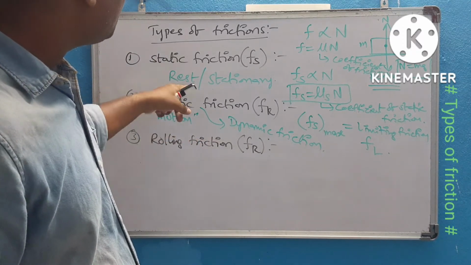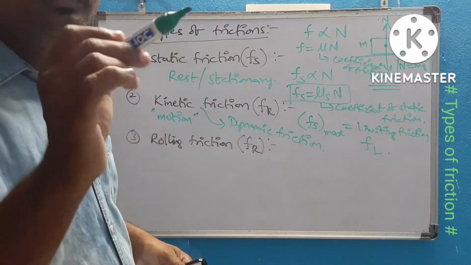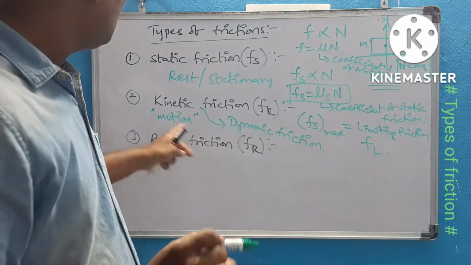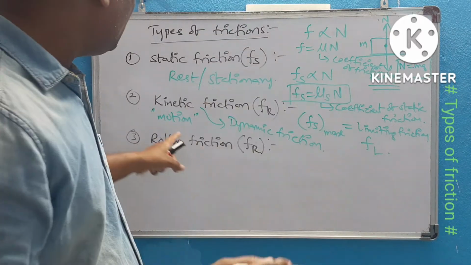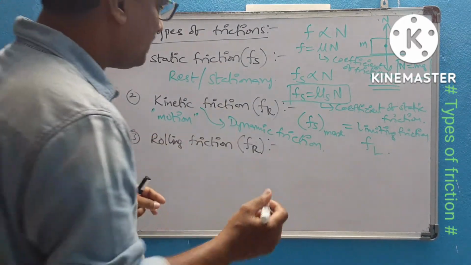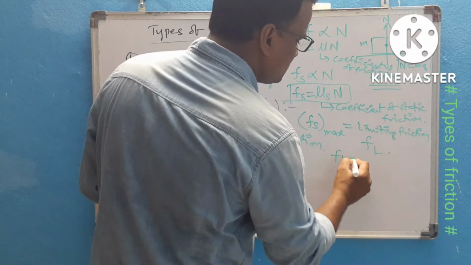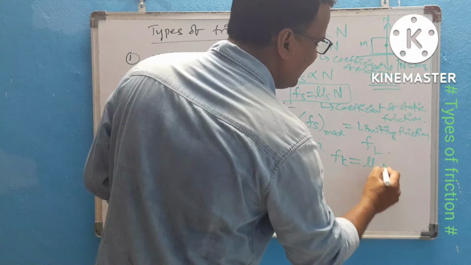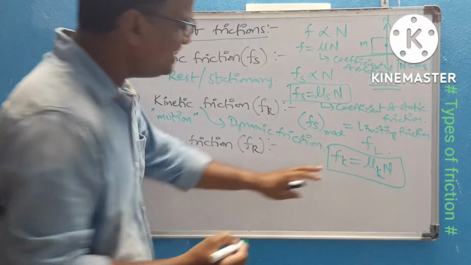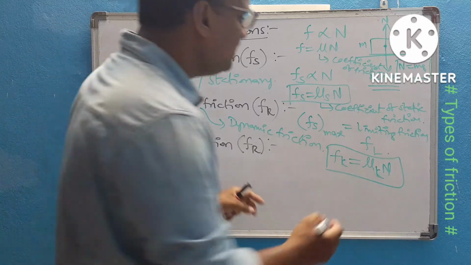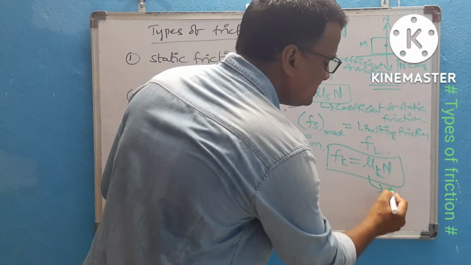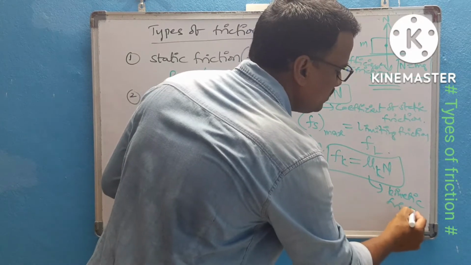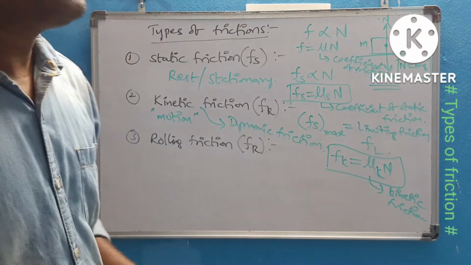If your body is at rest, then which type of friction will be developed? Static friction. If your body is in motion, then only kinetic friction will be developed. Here the kinetic friction is Fk equals mu K N. So mu K is called the coefficient of kinetic friction.